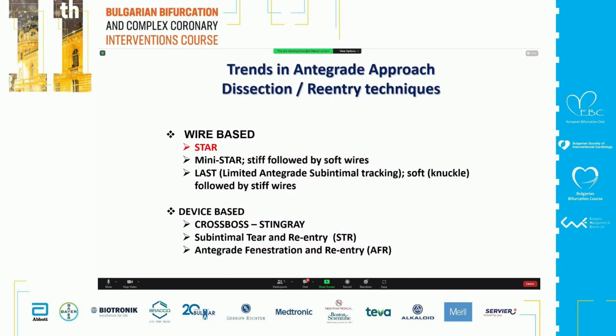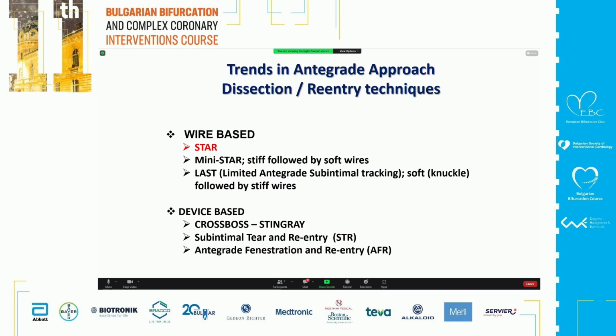I'm going to give a little bit of perspective on the dissection re-entry techniques, because in my view, despite that I'm not really a very big fan of them, I think it's a field of great evolution in CTO PCI. The basic categories are wire-based and device-based. The classical STAR of Antonio Colombo is not in use anymore, not because the concept is not good, but because it has been refined. It's the mini-STAR and the last technique.